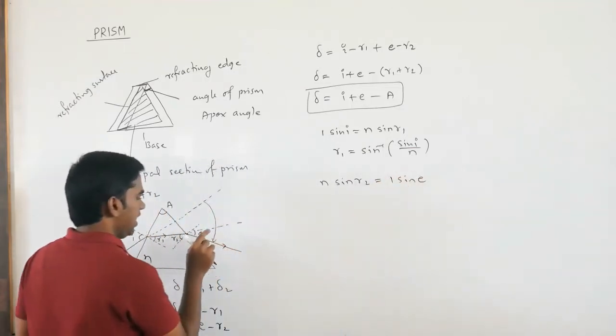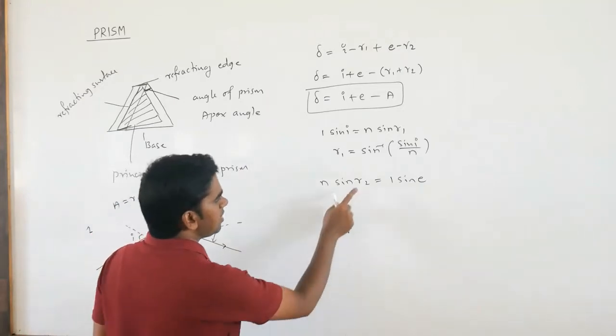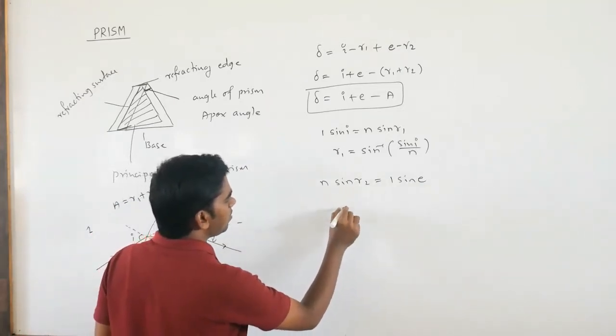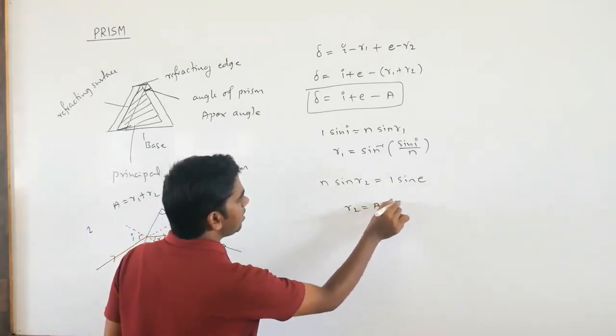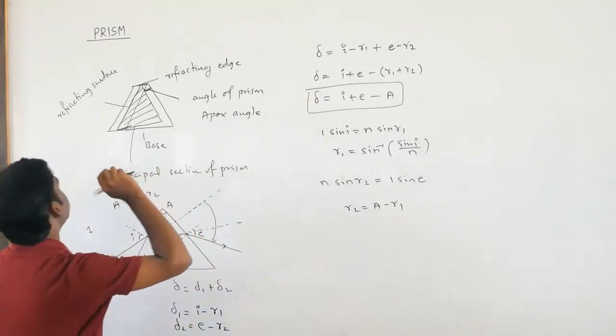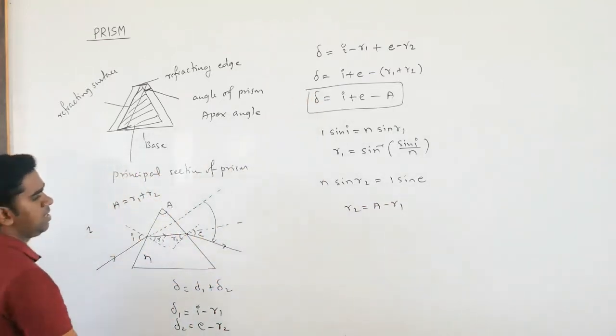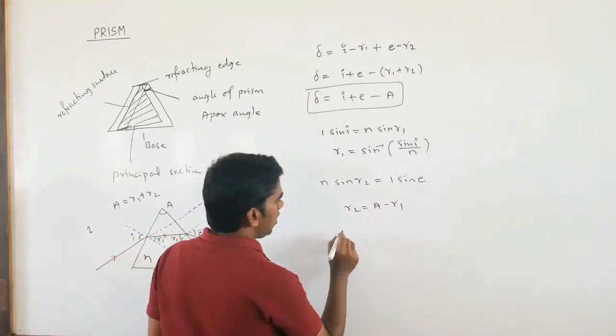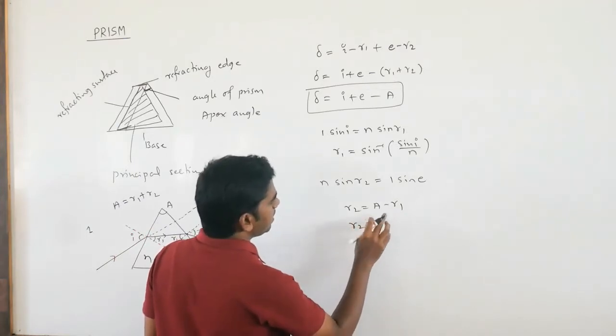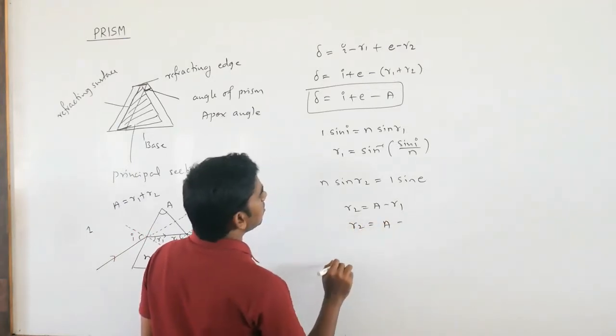Actually, we want to calculate E. For that, we want R2. What can you write for R2? R2 you can write as A minus R1. So R2 equals A minus, what is R1?